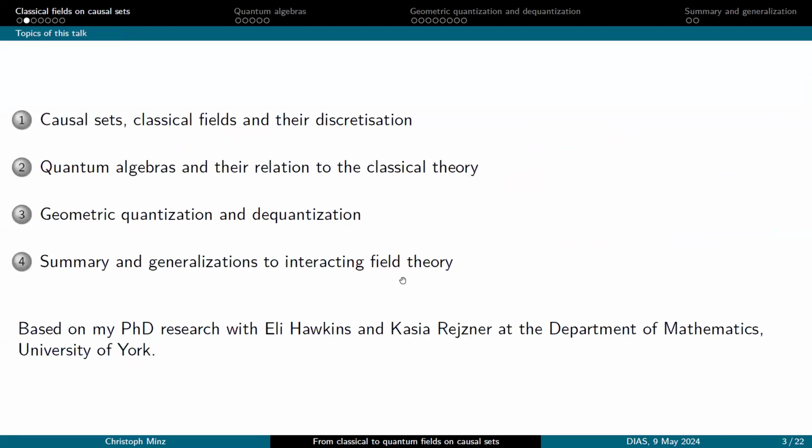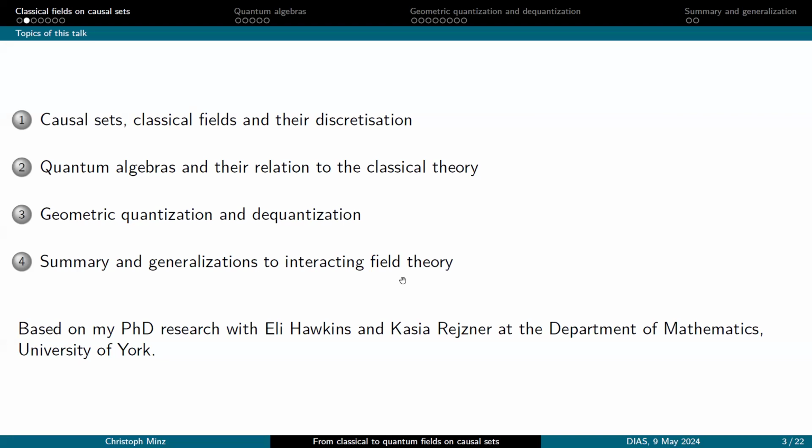In my PhD, we also looked a bit more at discretization methods. So in the first part, I want to talk again about causal sets and classical fields, and in particular about some discretization methods that can be used to discretize the field equations. And in the second part, I will talk about the quantum algebras and what their relation is to the classical theory. Then I will do a very specific quantization technique, namely geometric quantization and dequantization, to define a state for algebras.